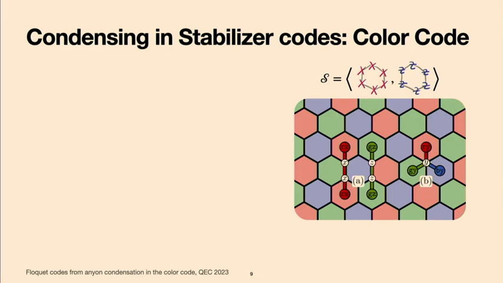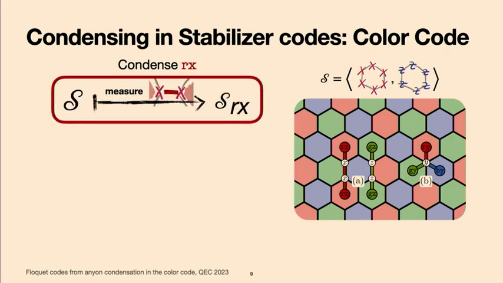I won't have too much time to go into detail why that actually is the correct anyon model. You have to believe me at this point. But if we start with the color code state and we want to condense Rx, the only thing we have to do is measure these two-body terms. What this will do is change my stabilizer group according to generic rules for how to update the stabilizer groups when you do Pauli measurements.